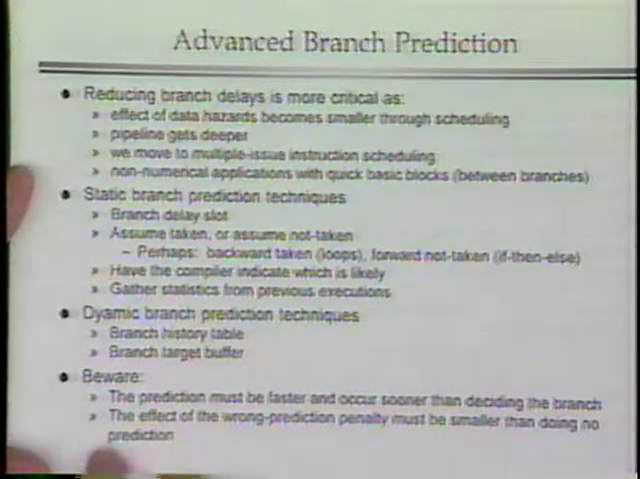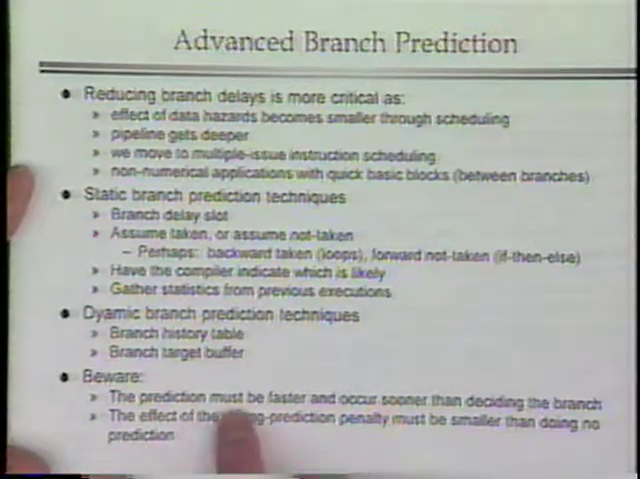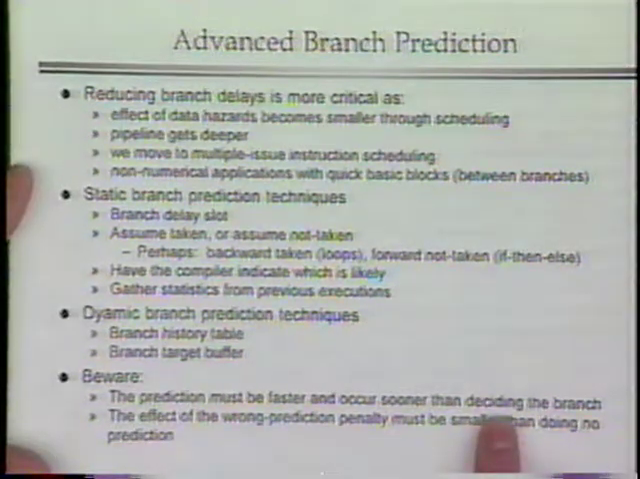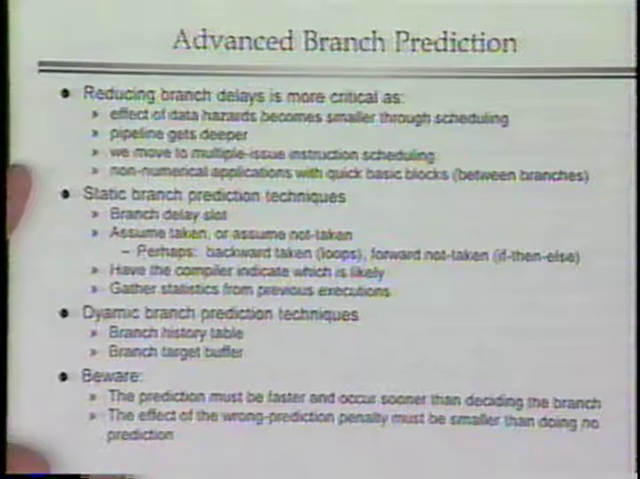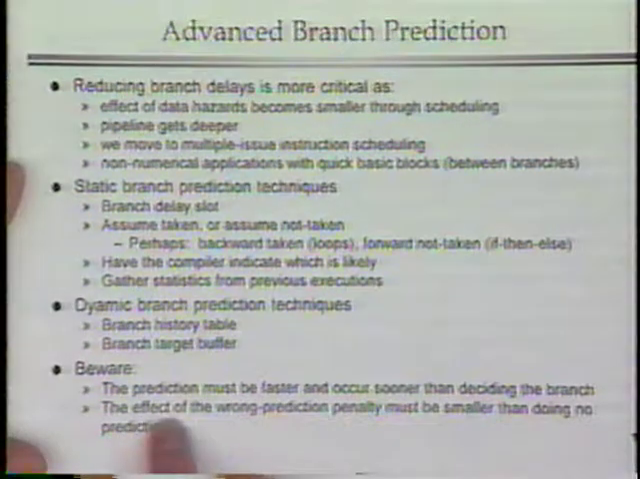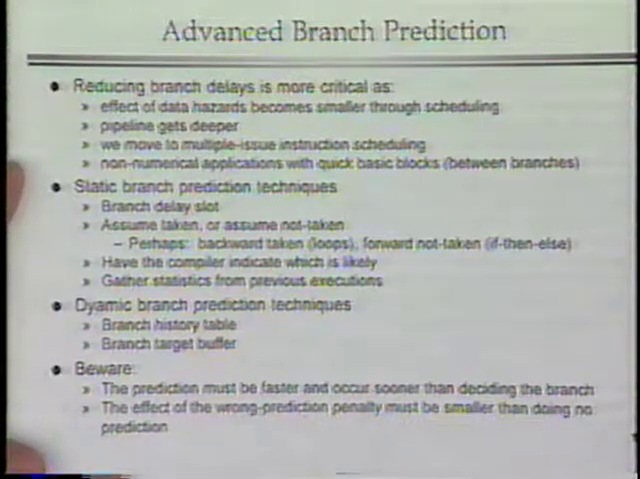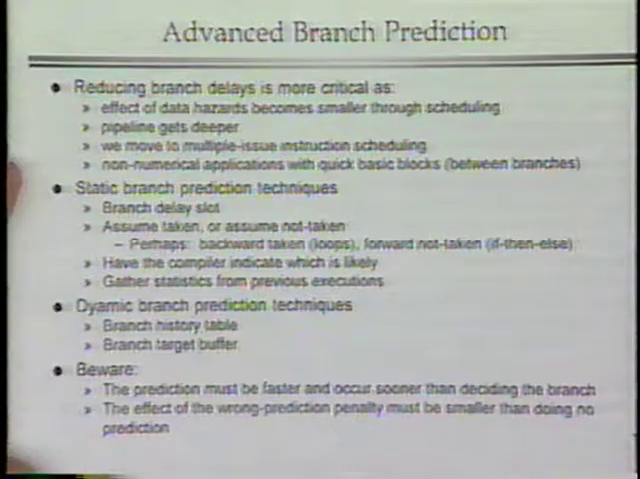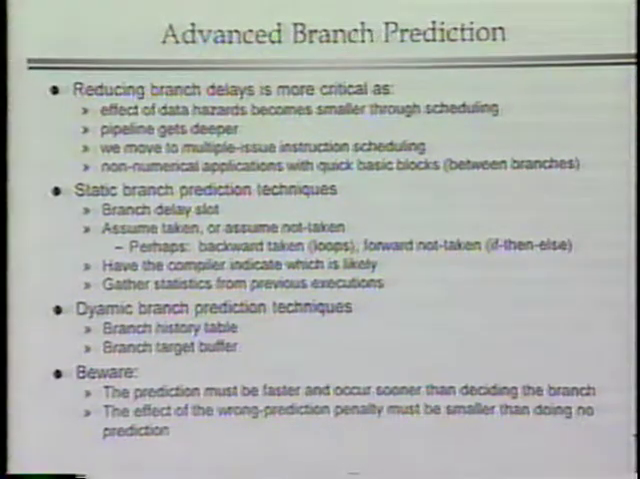But we always got to keep in mind that the prediction itself can't take too long, because if it takes too long, then you might as well just wait for the branch to decide. So you've got to make sure that whatever you're doing is very fast and occurs early in the pipeline, otherwise why bother doing it? The other thing is that the effect of predicting wrong must be smaller than doing no prediction at all. I mean, if by doing this prediction you've increased the penalty of a wrong prediction and you don't get enough hits, your success rate is too small, then you will have slowed down the machine rather than made it faster.